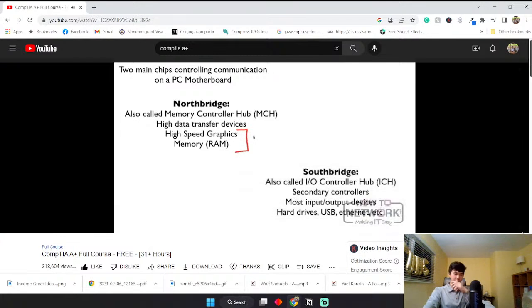If you can remember this, it makes it very easy to answer any questions, okay? So again, high-speed graphics and RAM are controlled by the North Bridge. The South Bridge, everything else. That's what allows communication between everything else.